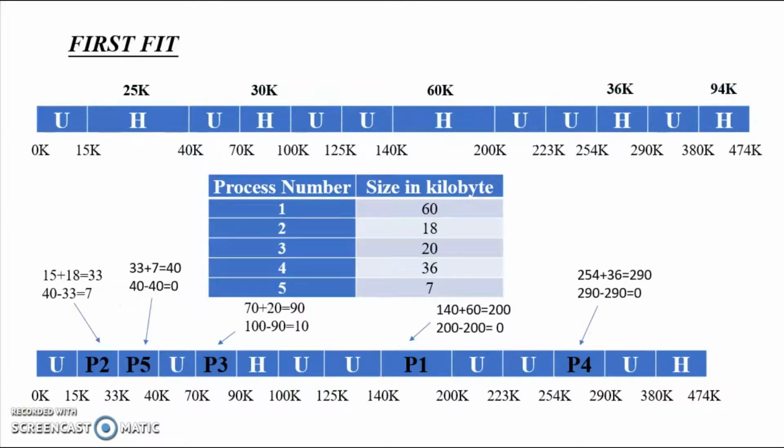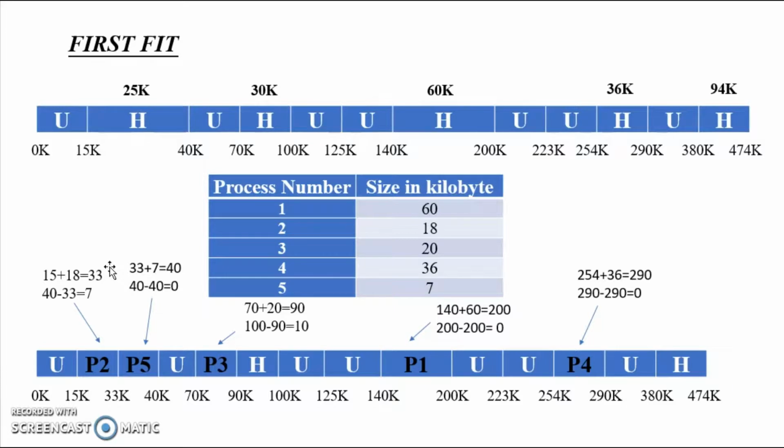So we start our first fit. The table got 5 holes. The first hole is containing 25 kilobytes of space. The second one is 30. The third one is 60. The fourth one is 36, and the fifth one is 94. So we start our process number 1. The size in kilobyte for process number 1 is 60.